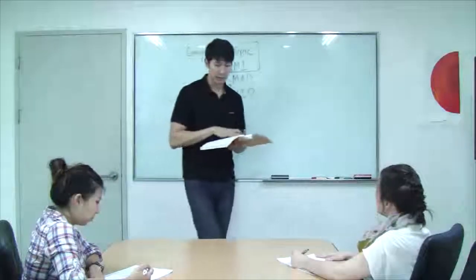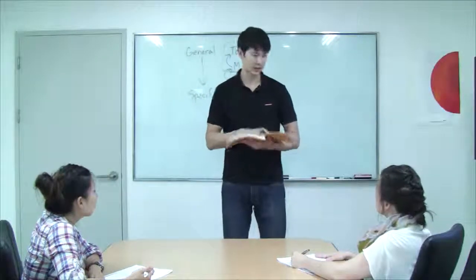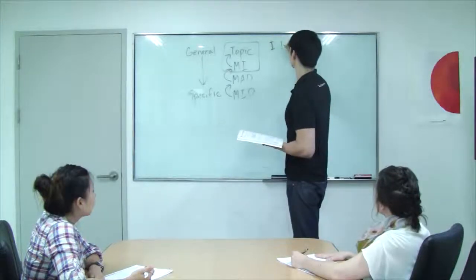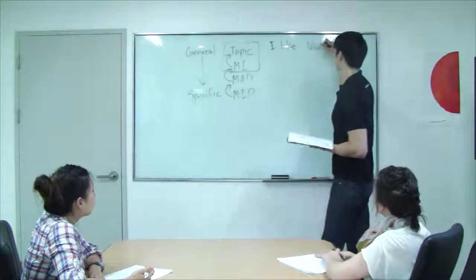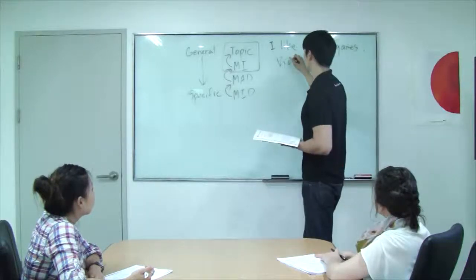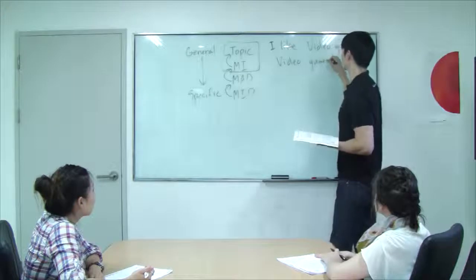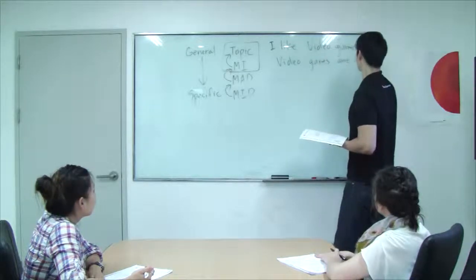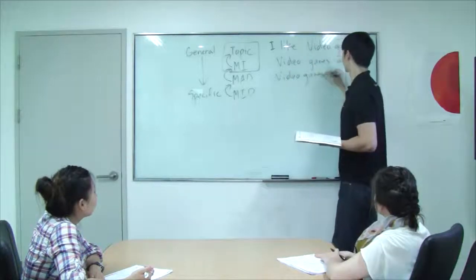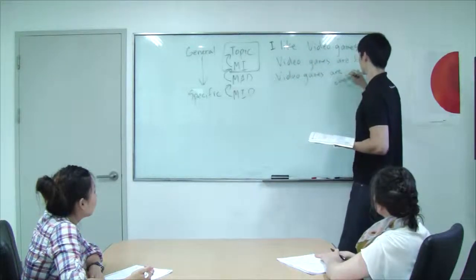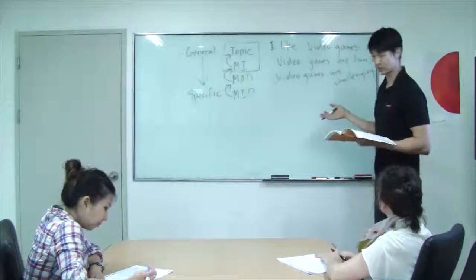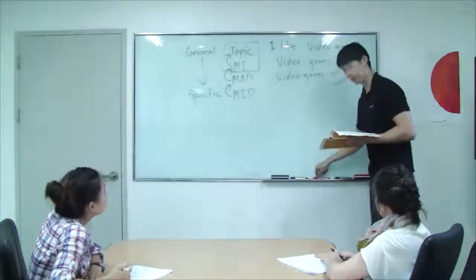Okay, so now that it looks like we have a basic understanding of the skill, let's go ahead and do some examples. I'm going to go ahead and start with my example. Here's my example. I like video games. Video games are fun. Video games are challenging. So here's my example.